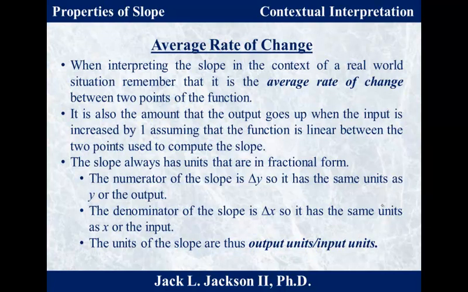It sort of gives you a straight line path to get there, even though the graph may have taken a different path. The numerator of the slope is delta y, so it has the same units as the y, or the output. The denominator of the slope is delta x, so it has the same units as x, or the input. So there's always units to the slope, and they're always fractional form units. They're always output units over input units. And that can help you understand what the slope means in context.